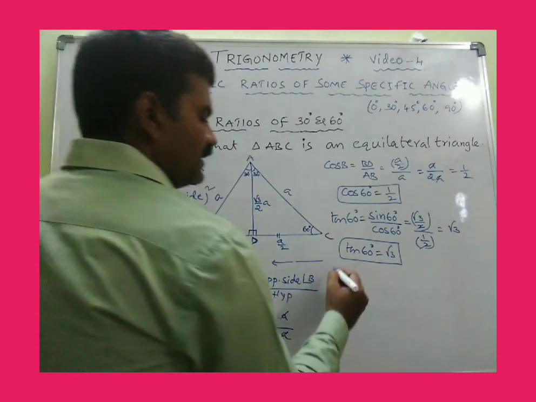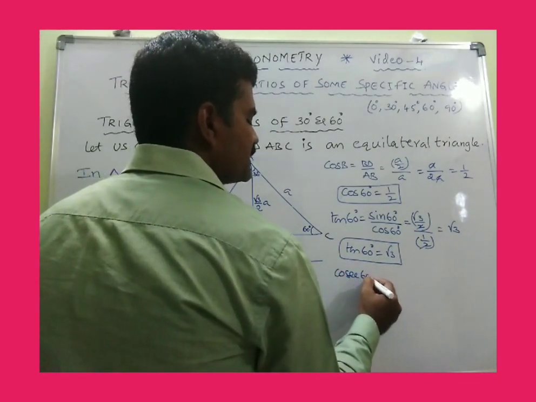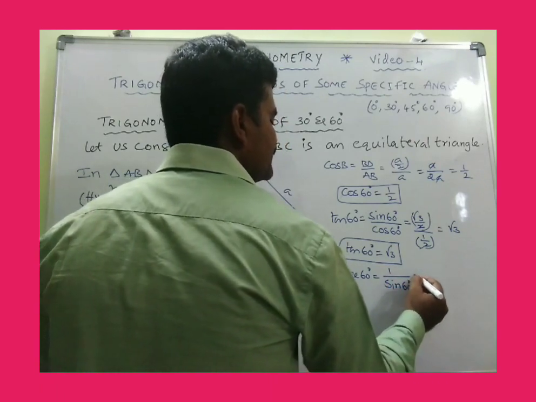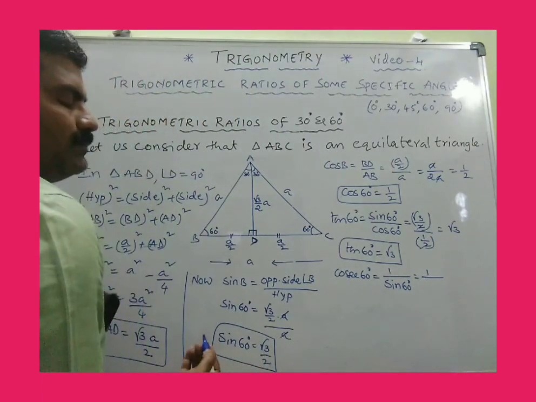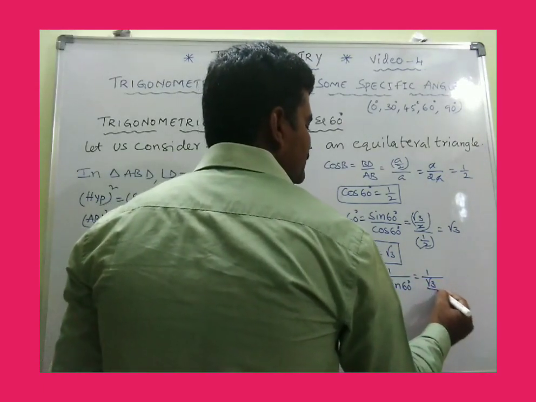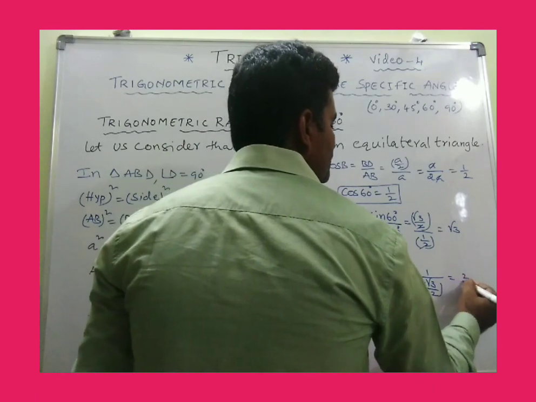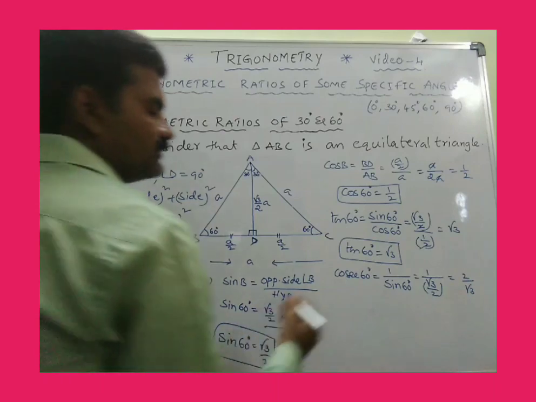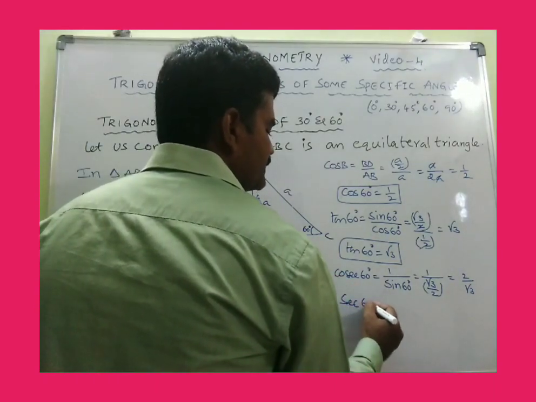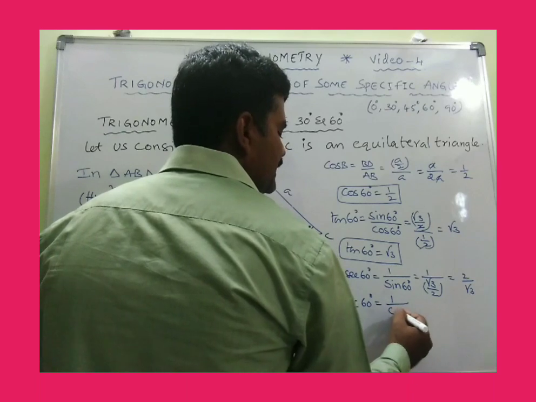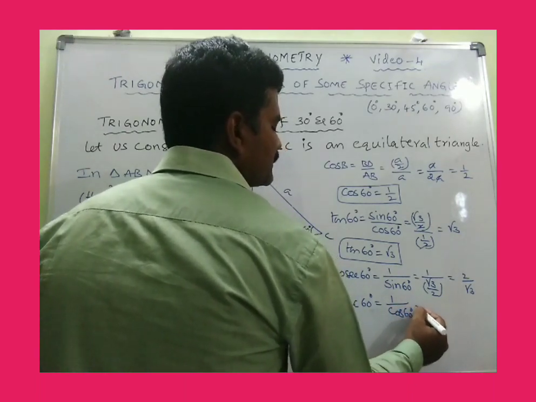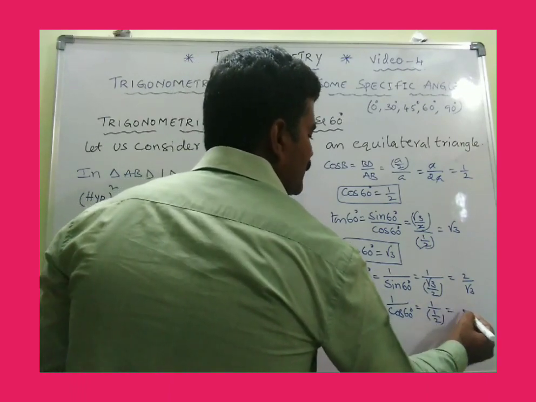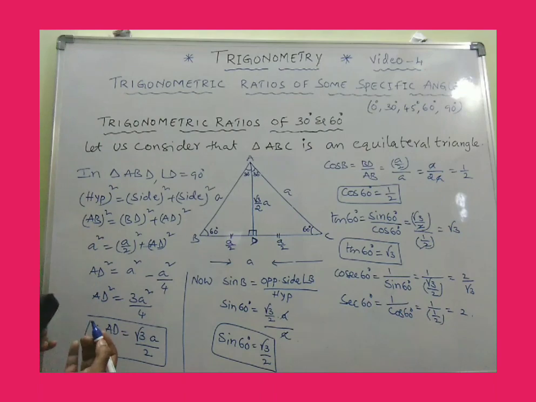Now let us see what is cosecant 60 degrees. Cosecant I can write as 1 by sine 60 degrees. 1 by sine 60 degrees, whose value is root 3 by 2, which is 2 by root 3. Very important, we must learn these values. Then let us find secant 60. Secant we can write as 1 by cos. Cos 60 we got is 1 by 2. So 1 by 1 by 2 is 2.